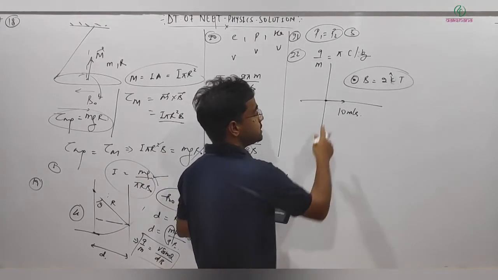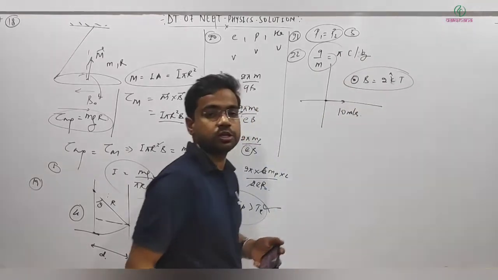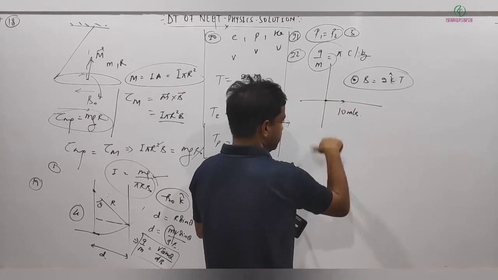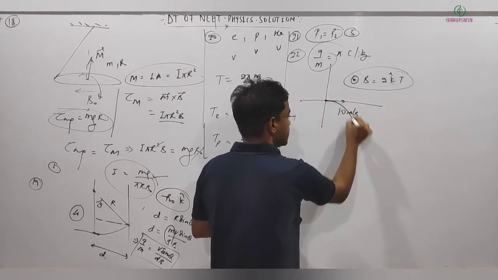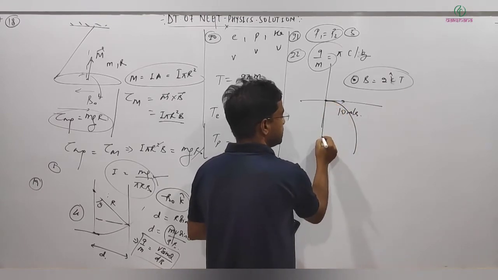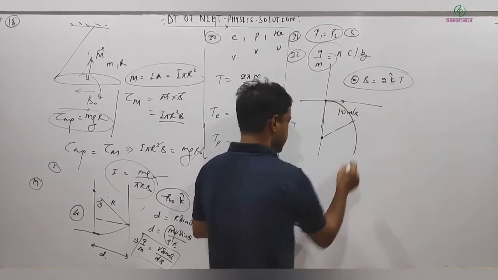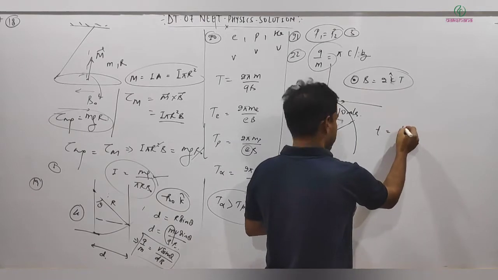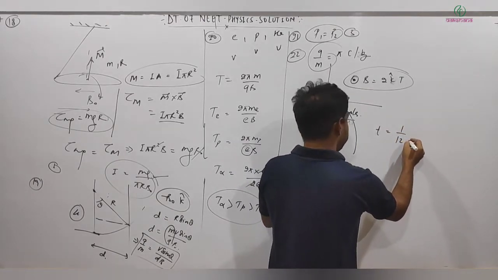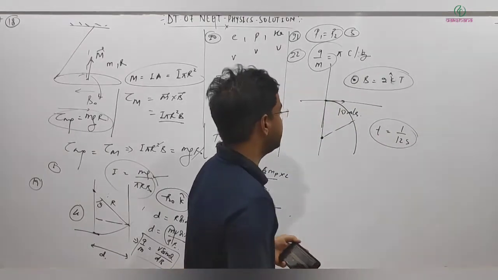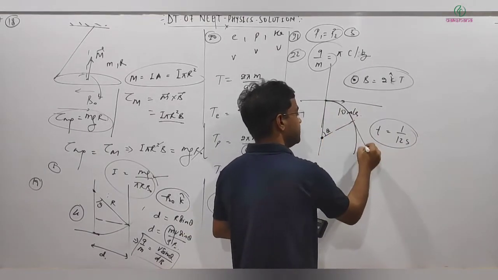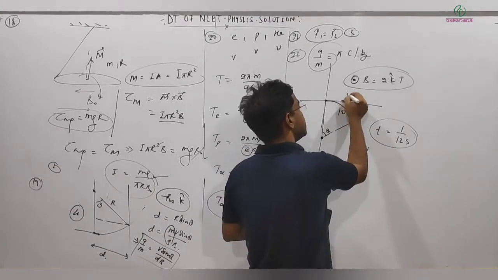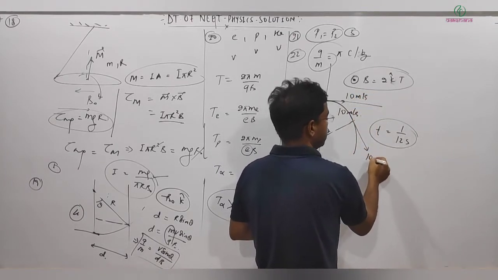So this is the situation, and the charge is positive, so the force acting on the particle will be q v cross B, which will be downward. So the particle will describe a circle with the center somewhere here, and the time asked is 1 by 12 second. Let me calculate how much angle it describes. The speed doesn't change: the initial speed is 10 meter per second, and here also it will be 10 meter per second.